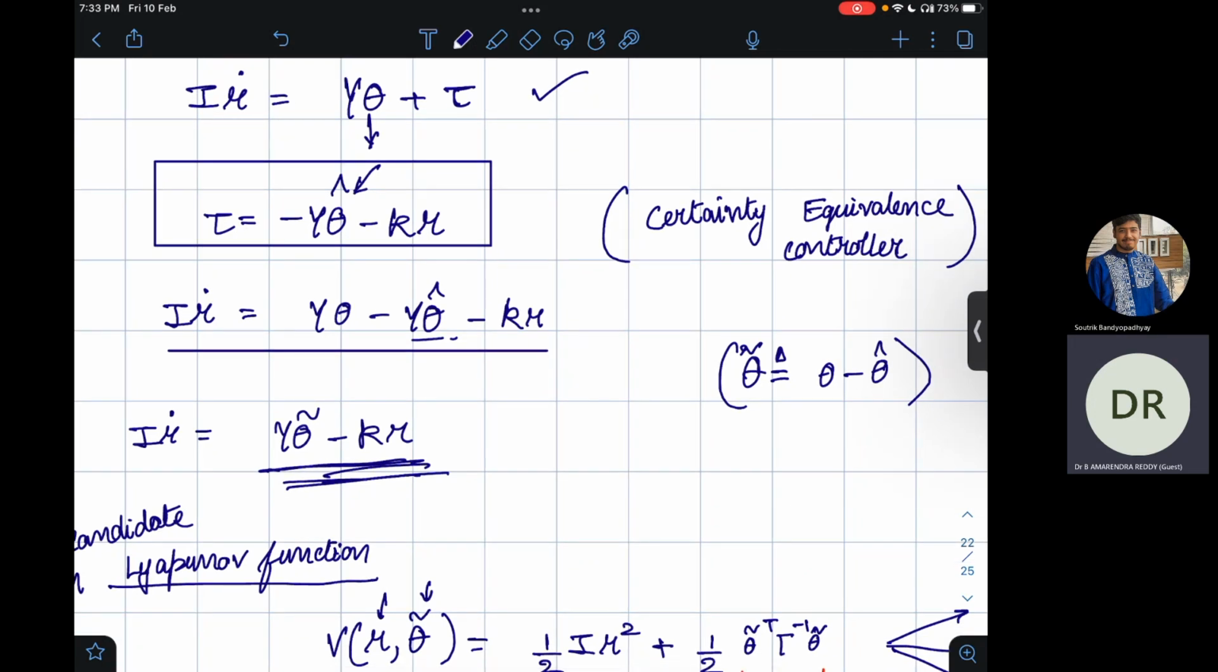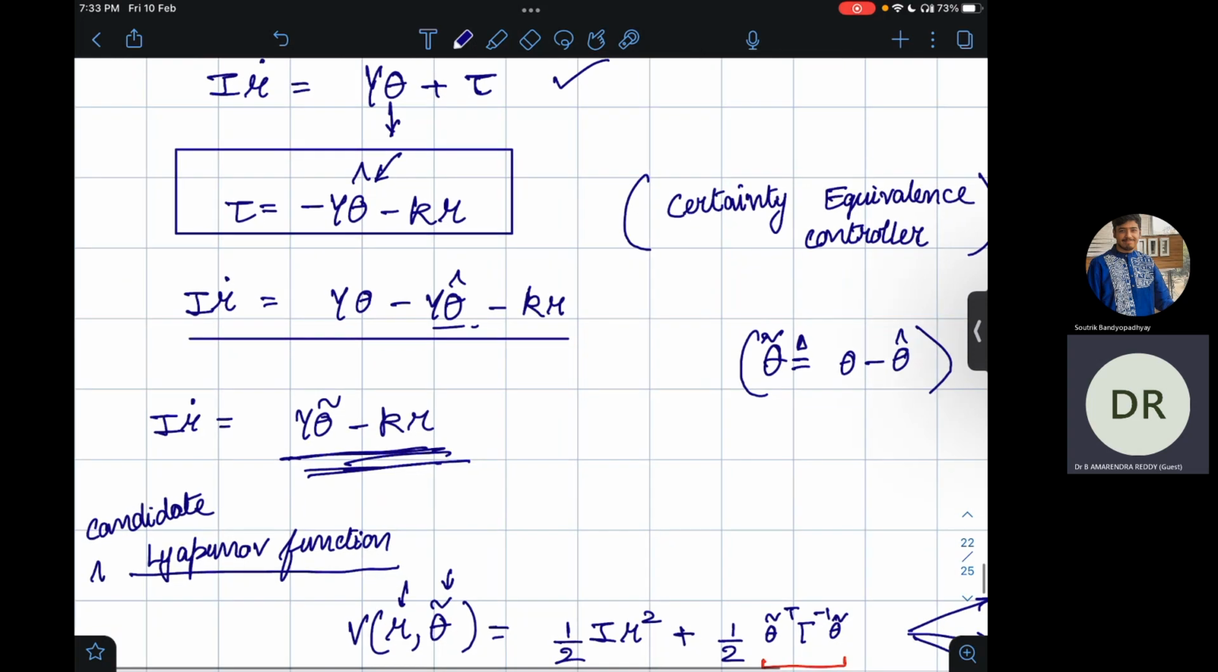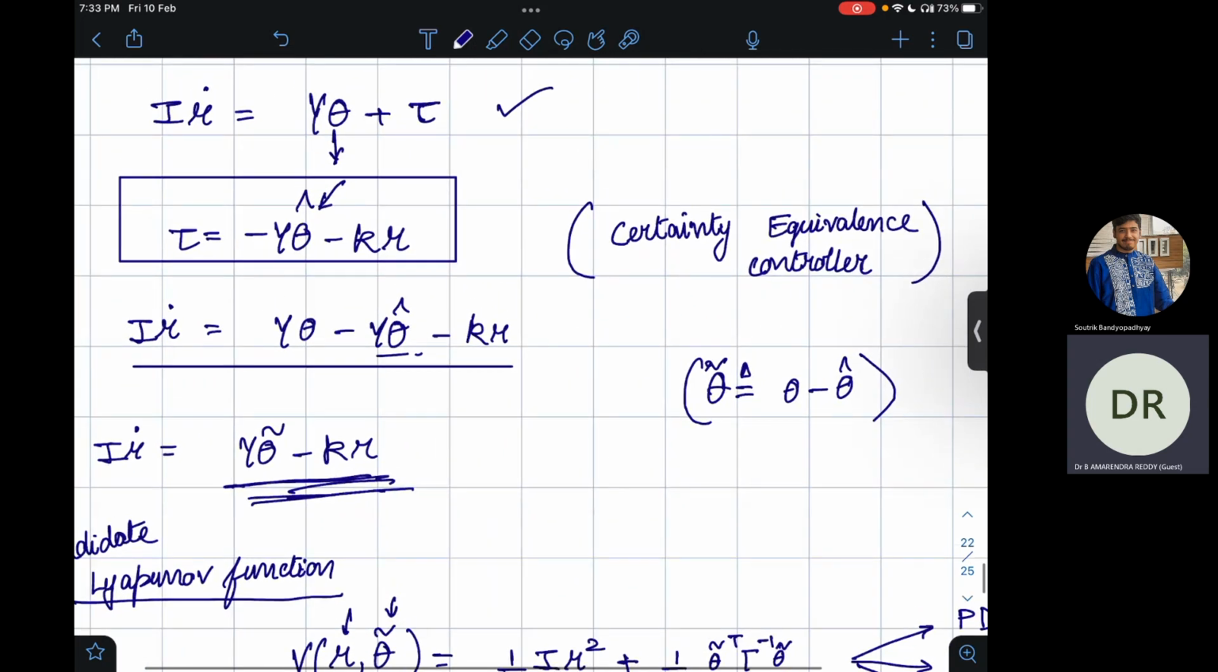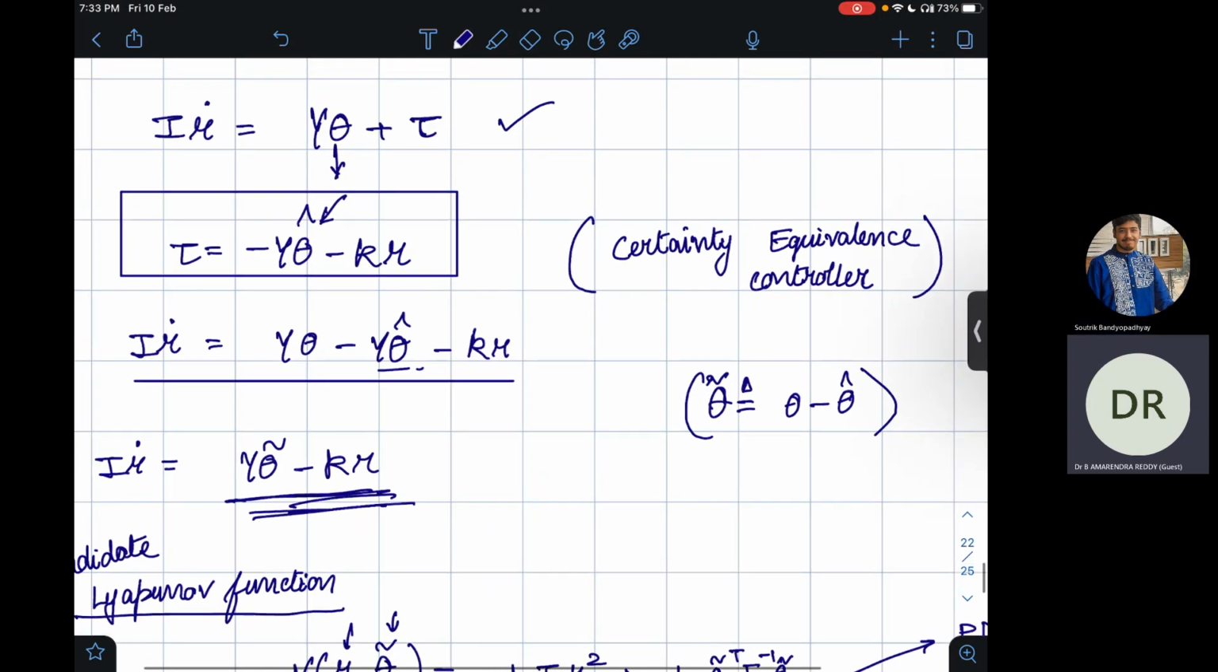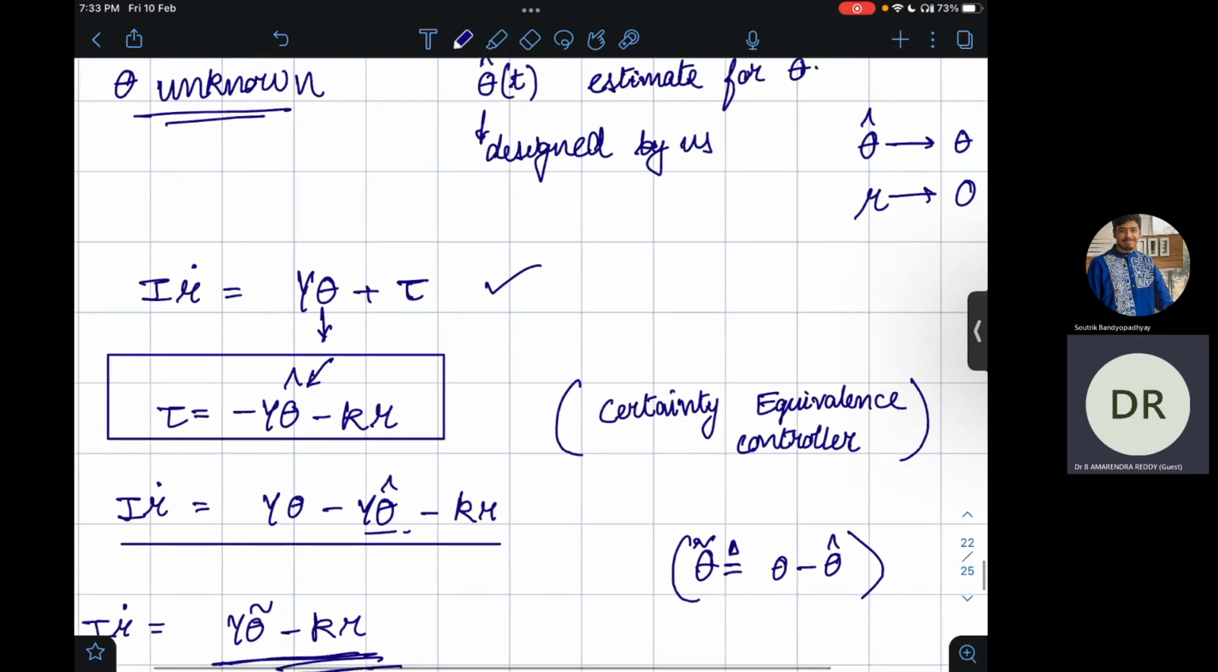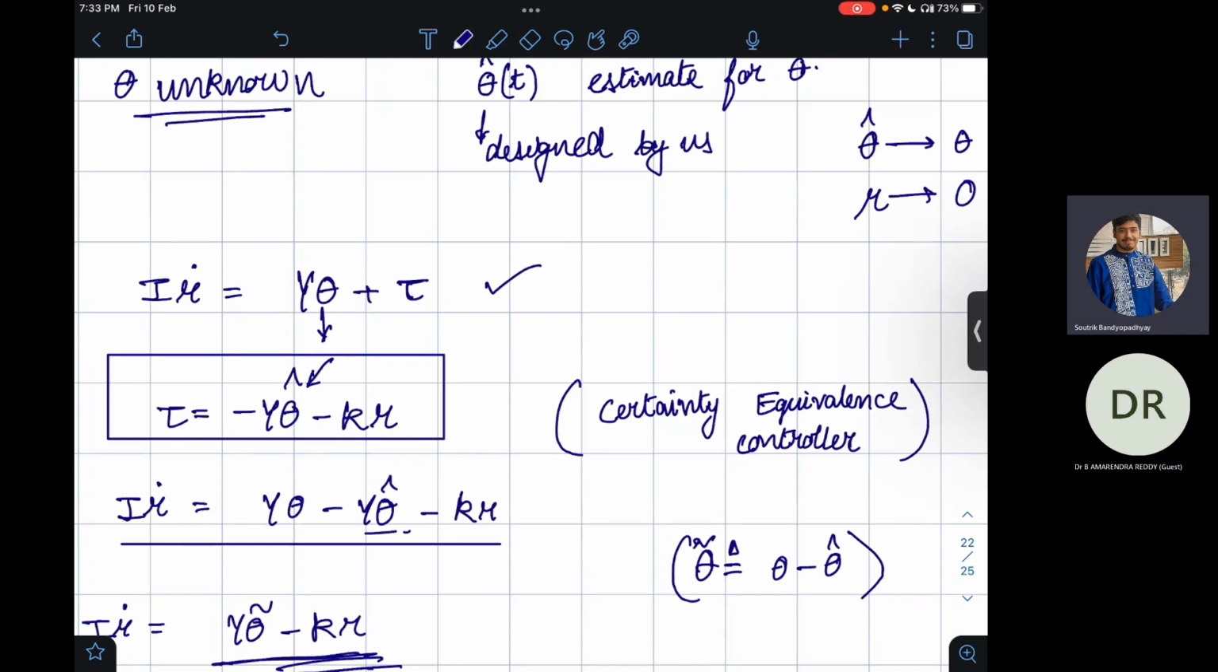So here, this is the certainty equivalence controller: when theta is not known, we take the same form, but theta is substituted with theta hat. Now, it's not an assumption. We are designing the tau in such a way. If theta was known to us, then we would have used theta. But since theta is not known, we have to estimate it, so we substitute theta with its estimate. That's the only concept. It's a very elegant way of doing things.